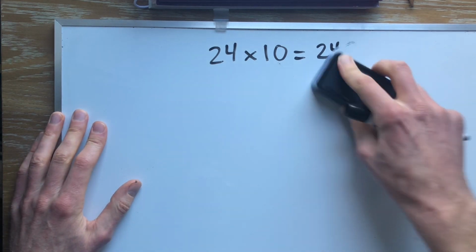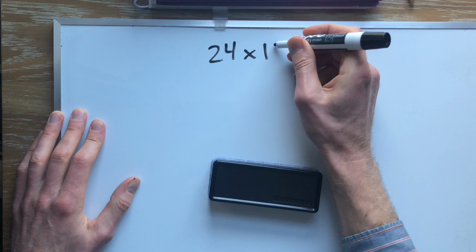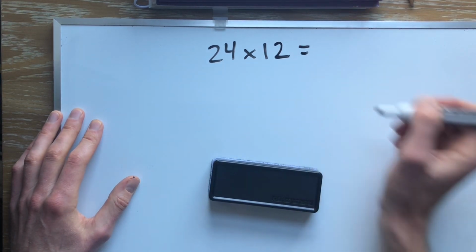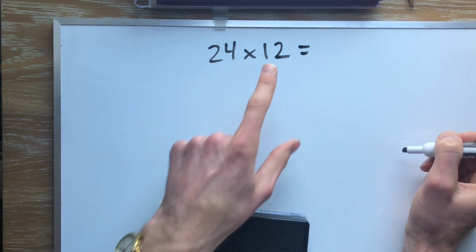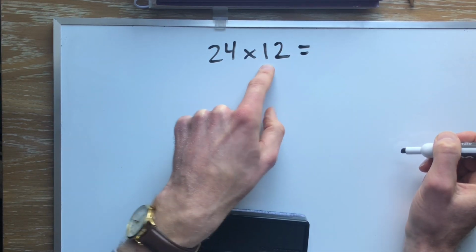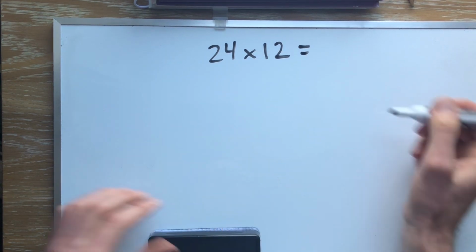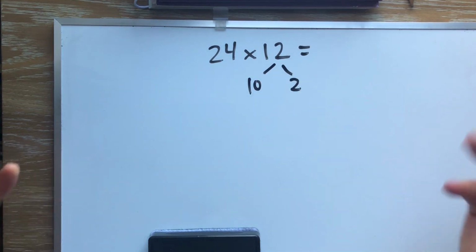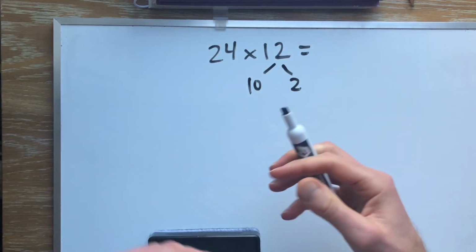But what about a problem like this? We haven't really talked about this. What if we see 24 times 12? How are we going to solve that? That sounds a little harder. Well, 24 times 12 is 24 times 10 plus 24 times 2. So 12 is 10 and 2. So we can break it up. In multiplication, you're always breaking up harder problems and finding a few easier problems to find the answer.